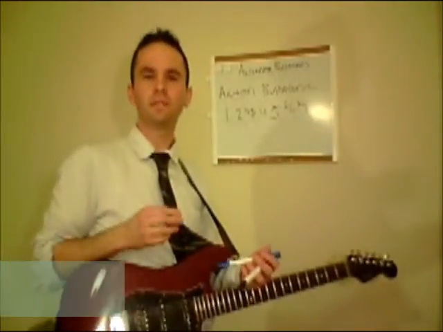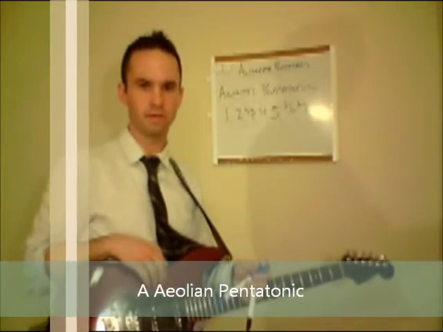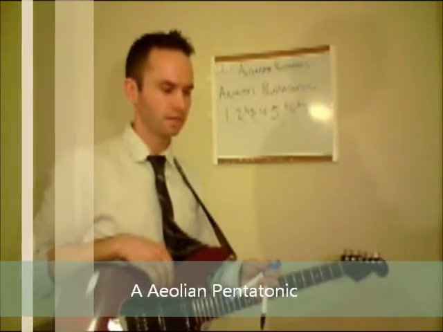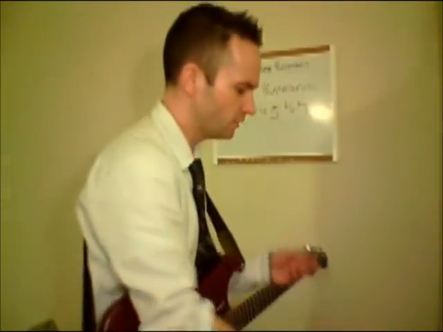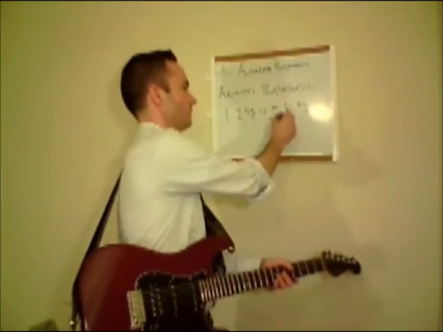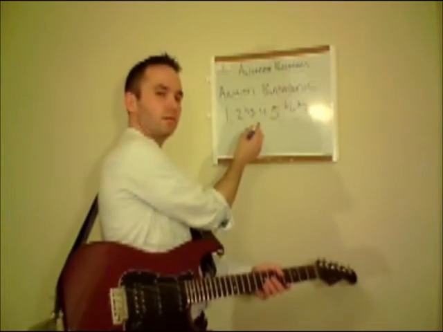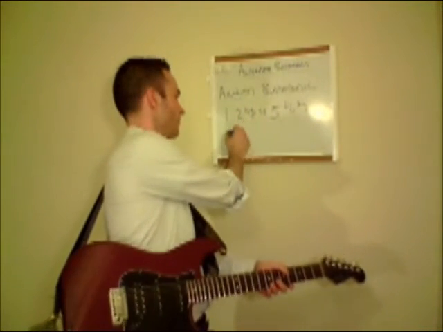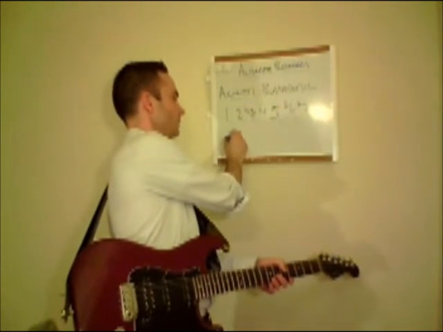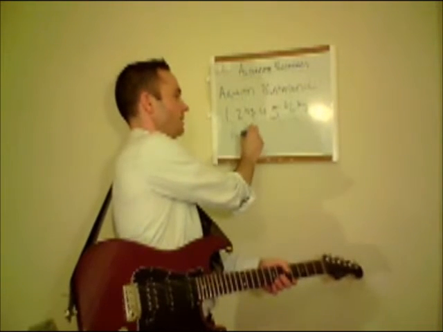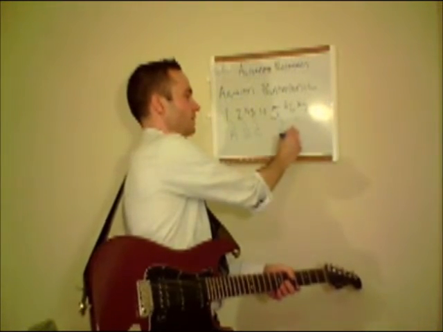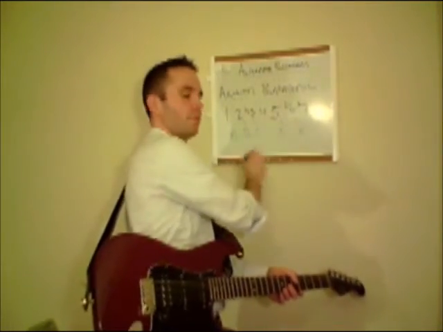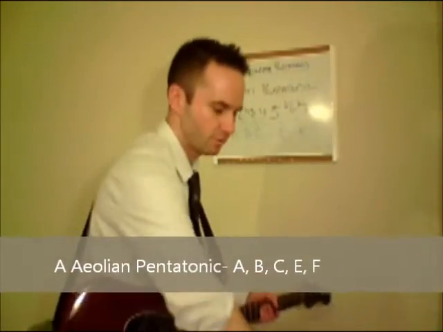Okay, let's go ahead and take a look at the 3rd and final example on your handout. That's the Aeolian pentatonic scale. Aeolian is characterized by its flat 6 sound. So we're going to make sure we include that in the pentatonic derivative. In the key of A, that's going to leave us the notes A, B, C, E, and F. Let's hear what that sounds like.